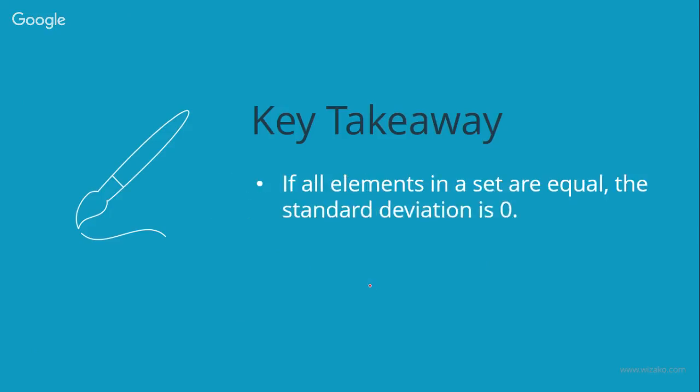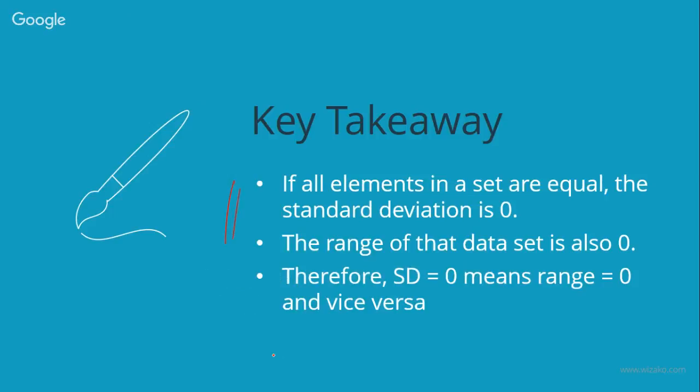What is the key takeaway? If all elements in a set are equal, then the standard deviation is 0. That's not all. If all elements are the same, then the range of the data set is also 0. More important, these two hold good simultaneously. Essentially meaning that if the standard deviation equals 0, it means that the range is 0 and vice versa. Right? Shall we move on to the next one?